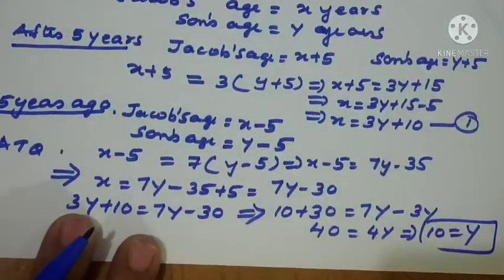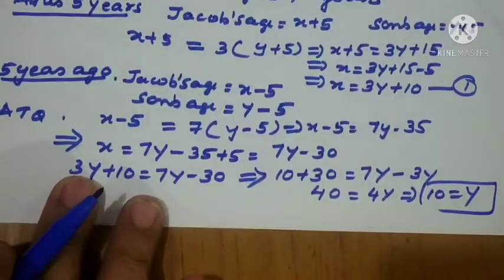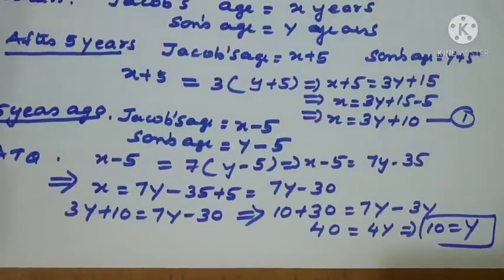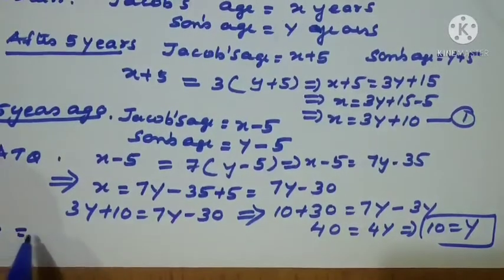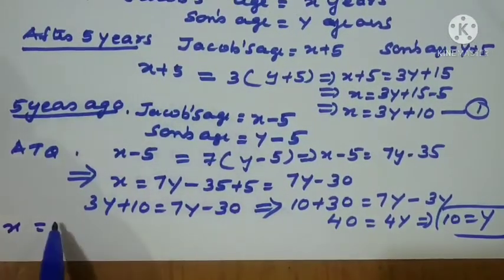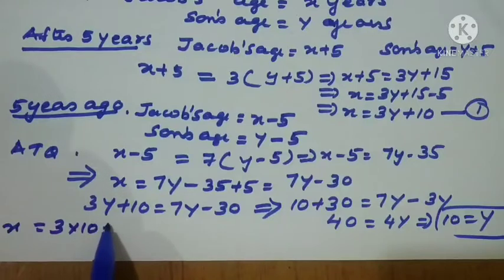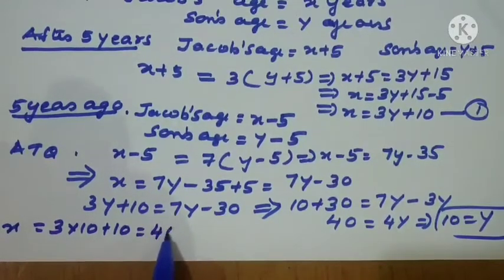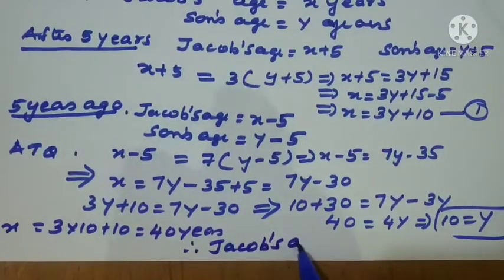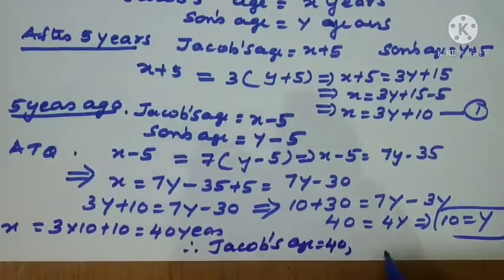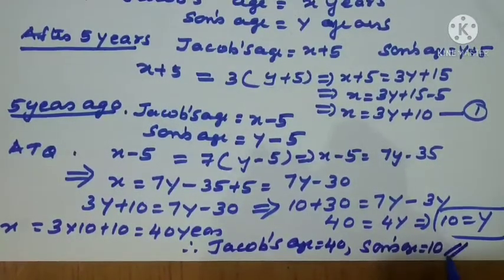So what is y? Son's age. Now we got the son's age equal to 10. Therefore x equal to 3 into 10 plus 10, so 40 years. So Jacob's age is equal to 40, son's age equal to 10.